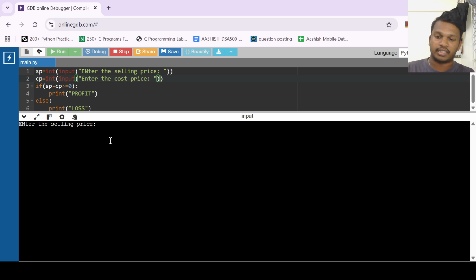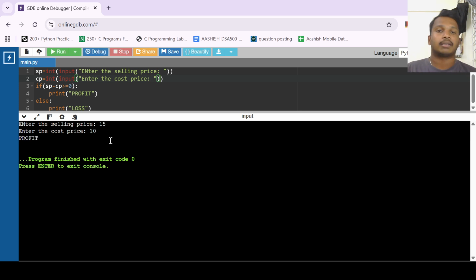Just see, it is asking for the selling price. I am selling for 15 rupees. And what is the cost price? I purchased it for 10 rupees. Now 15 minus 10, 5 rupees I am getting as profit, so it should print profit. Yes, this is correct, guys. It is printing profit. Now I hope I cleared all of your doubts. This program is simple. We did it. We can meet in the next problem.